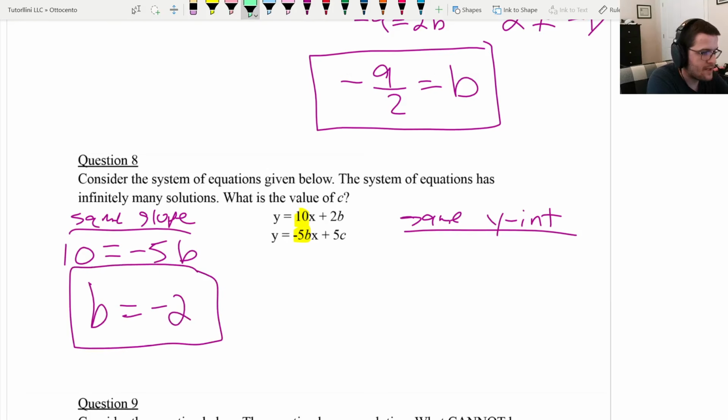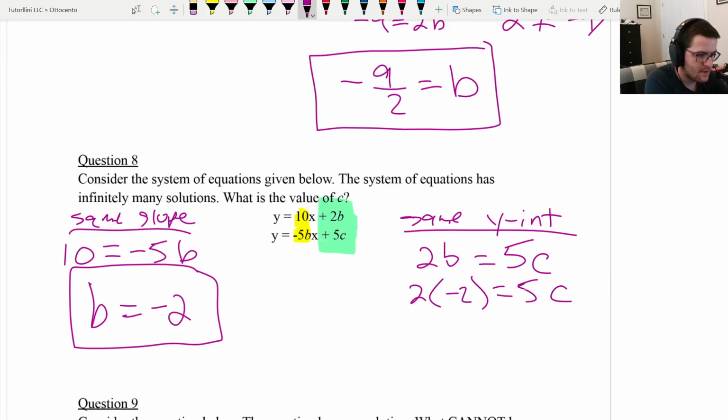Now we're going to do the y-intercepts, which are 2b and 5c. So we're going to do same, 2b equals 5c. Now we're going to plug in the -2, so 2 times -2 equals 5c. 2 times -2 is -4. And now we divide both sides by 5, and we should get c is equal to -4/5.